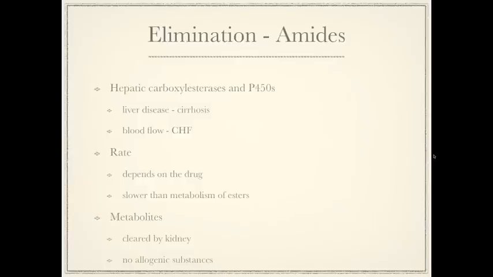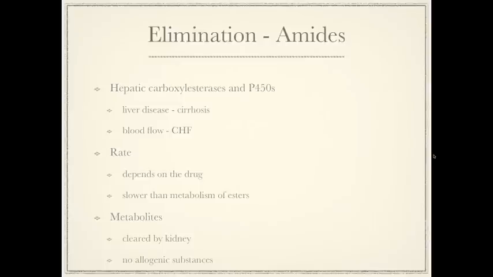So now for the amides. These are metabolized in the liver by the P450s. A few things to keep in mind. Some patients will have liver disease, such as cirrhosis, and these patients will not metabolize amide local anesthetics as well as healthier patients. Also, consider blood flow to the liver. Conditions such as CHF may decrease hepatic perfusion and therefore elimination of amides.